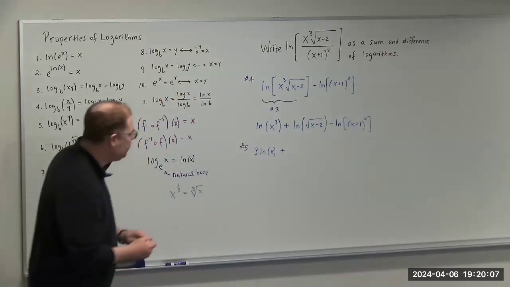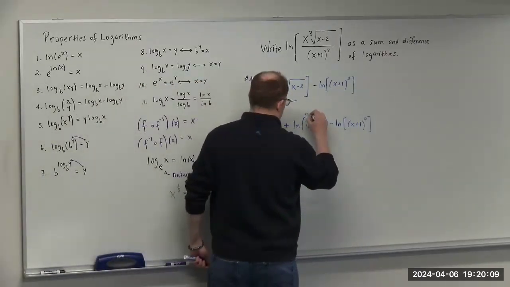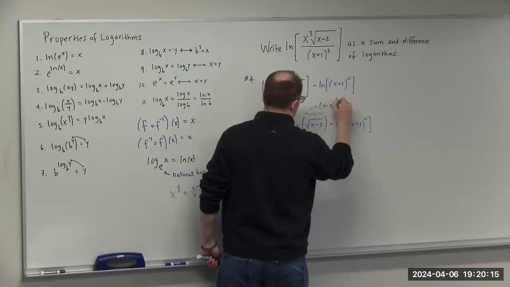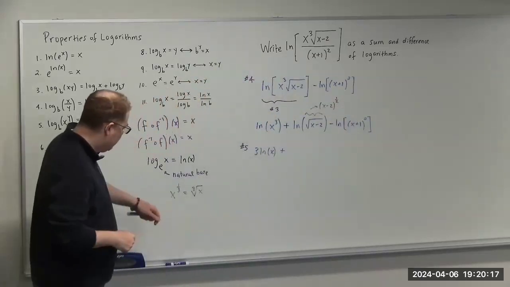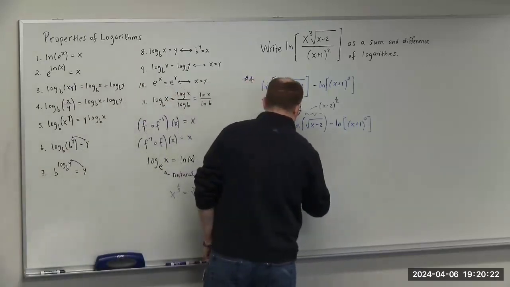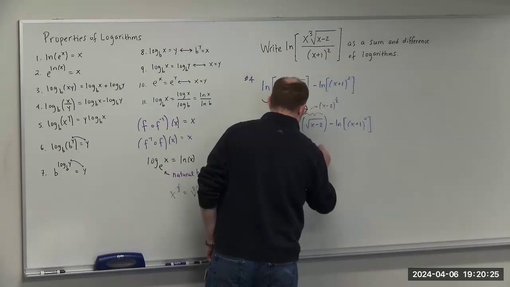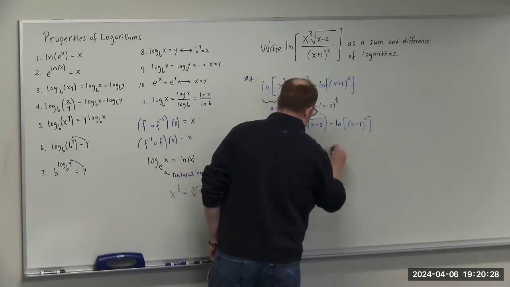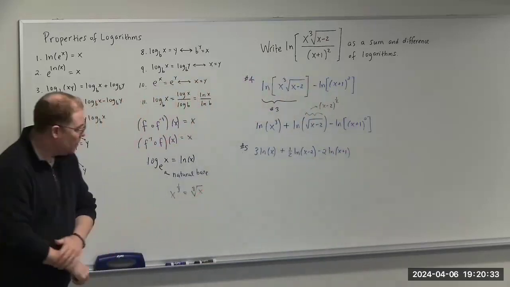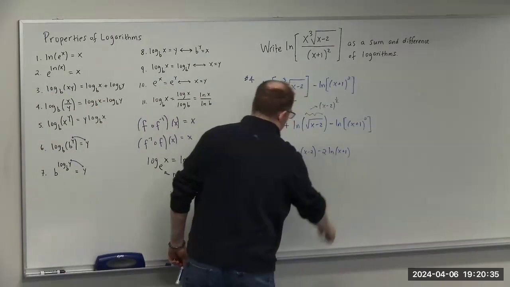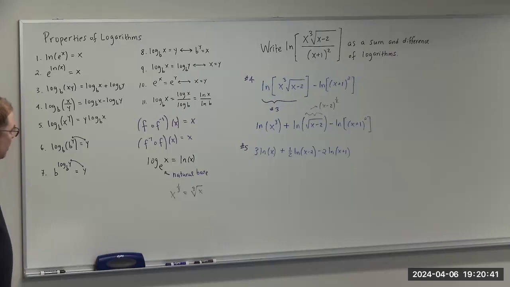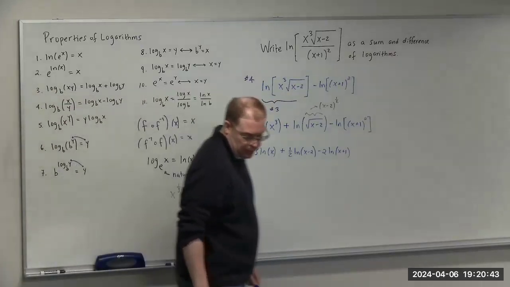Again, this part right here is the same thing as x minus 2 to the power 1/2. So we can put the 1/2 in front. We get 1/2 times the natural log of x minus 2. And over here, we can bring the 2 in front, so we end up getting minus 2 times natural log of x plus 1. All right, so there's our result.